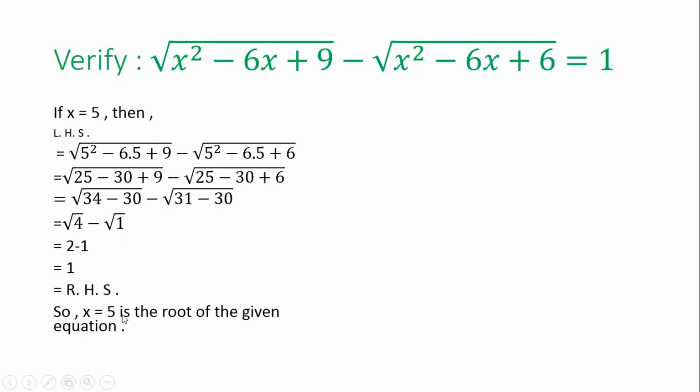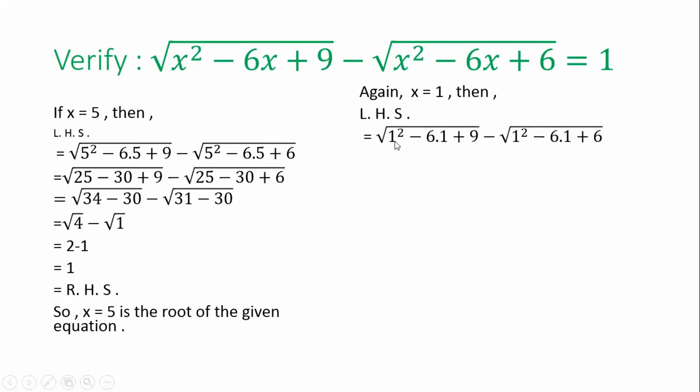So x equal to 5 is the root of the given equation because it satisfies left hand side and right hand side. Now if we put x equal to 1, then we get left hand side root over 1 square minus 6 into 1 plus 9 minus root over 1 square minus 6 into 1 plus 6, root over 1 minus 6 plus 9 minus root over 1 minus 6 plus 6.